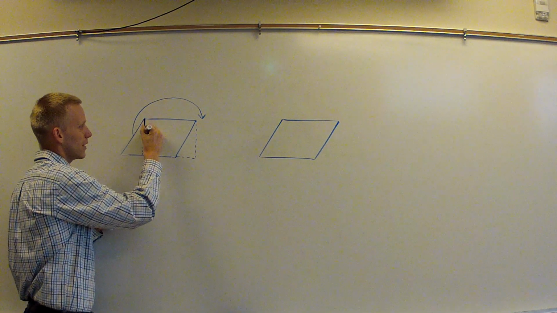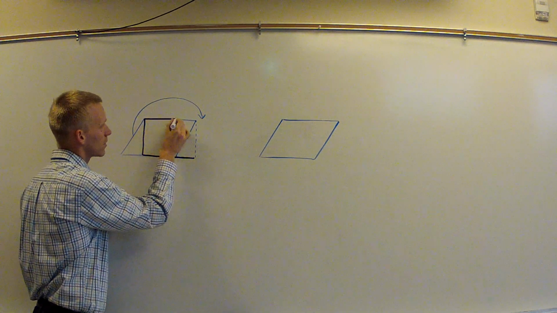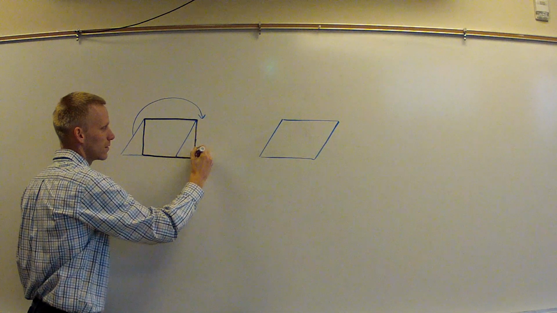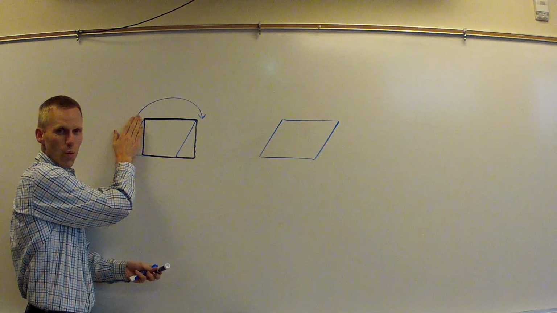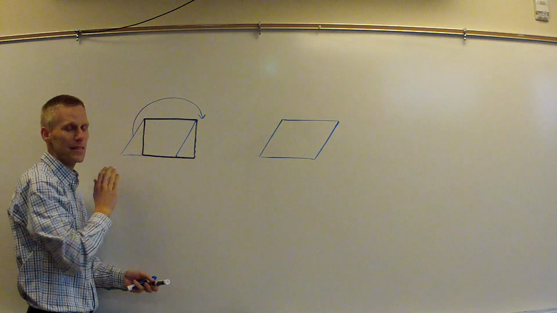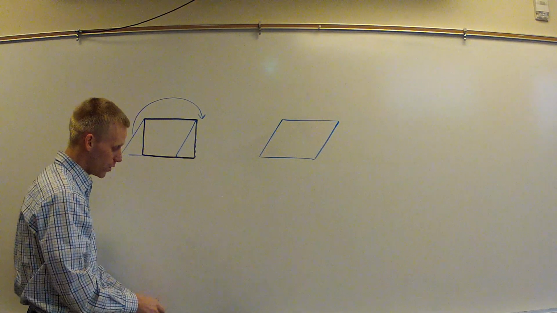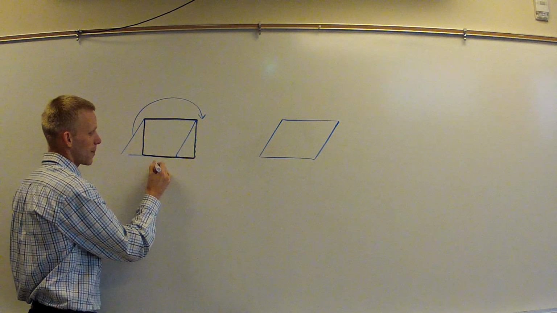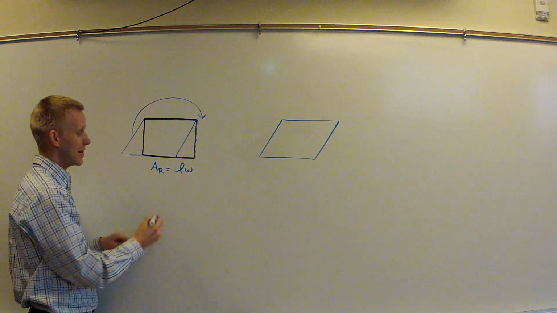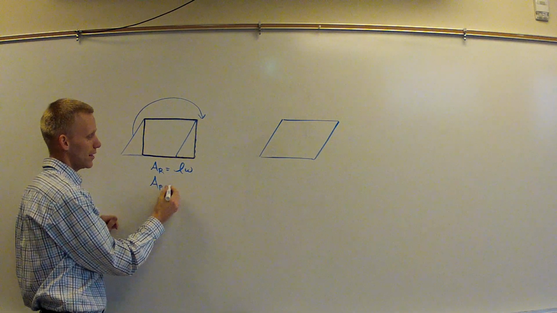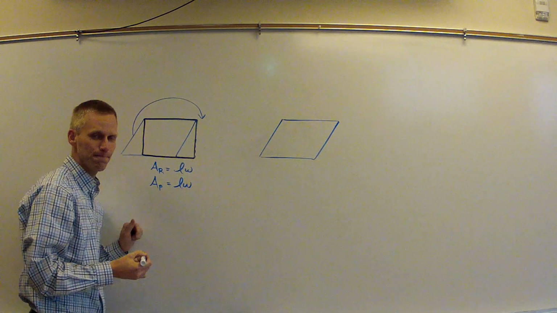And our new parallelogram's area is actually looking like a rectangle, right? So our parallelogram, we would say visually has the exact same amount of squares in it that a rectangle does. So if a rectangle's formula for area is length times width, we would say that the area formula for a parallelogram is exactly the same, length times width.